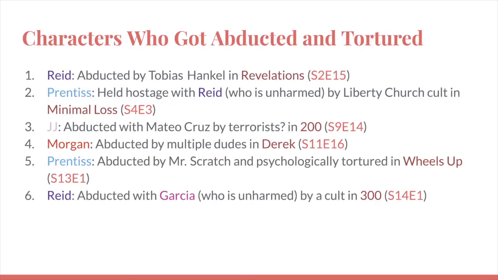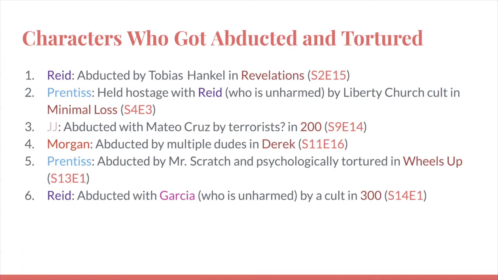And so, as you may have noticed, a lot of characters get abducted and tortured, starting with Reid by Tobias Henkel in Revelations, then Prentice, who is held hostage with Reid. Reid is unharmed in this episode by the Liberty Church cult in Minimal Loss. JJ is abducted with Mateo Cruz. I believe it was by terrorists, or people who are at least in connection to terrorists, in the episode 200.